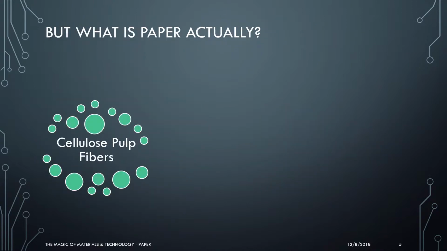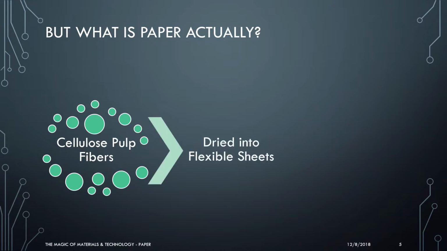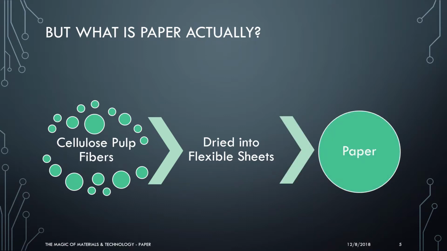But what actually is paper? To answer this, I think you really need to go into what cellulose is. But first, let's talk about what paper is. You have usually moistened cellulose pulp fibers, which are dried into flexible sheets, and then they're compressed into paper as we know it.